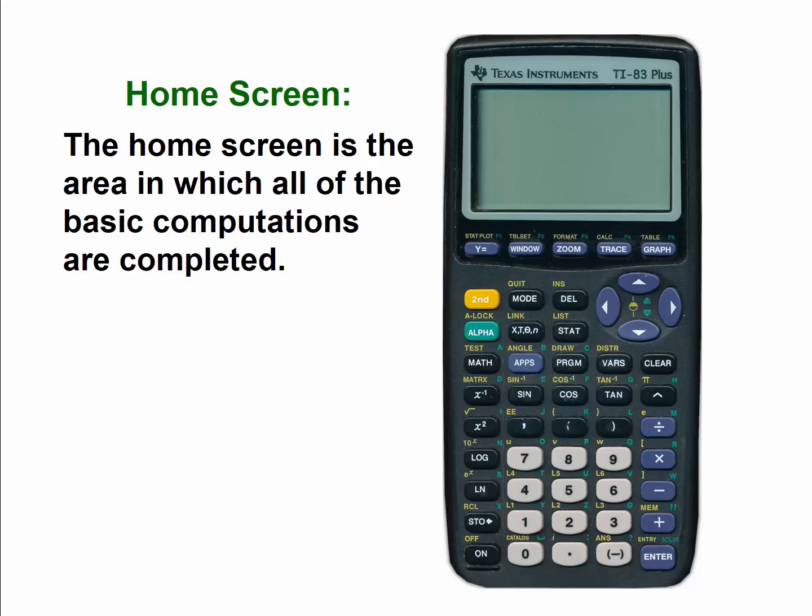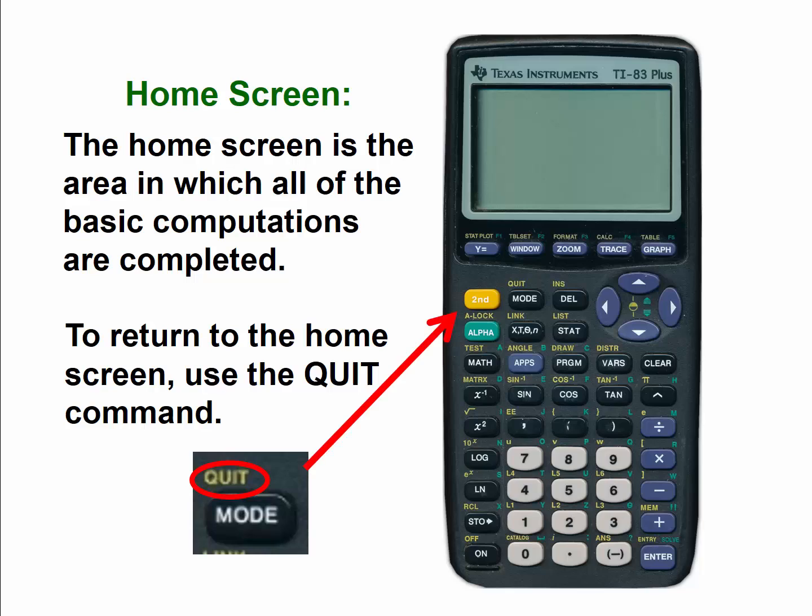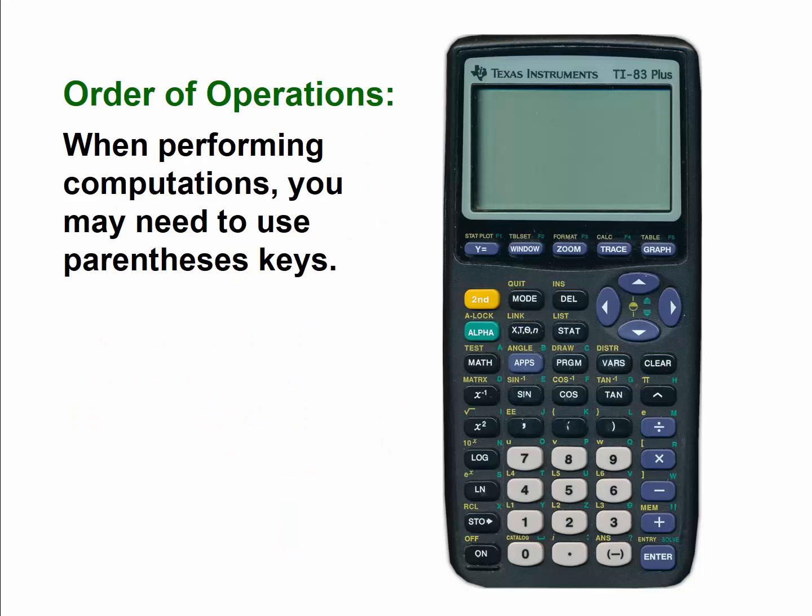Next is the home screen. The home screen is an area in which all of the basic computations are completed. If you are in a screen and you want to go back to the home screen, you use the quit command. The quit command is second and then mode. So if you get lost in a screen and you want to go back to the home screen, you just hit second and mode.